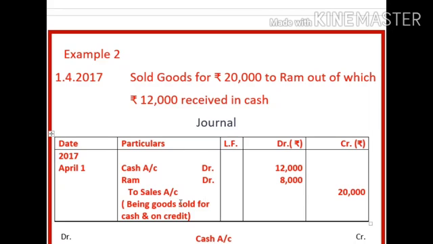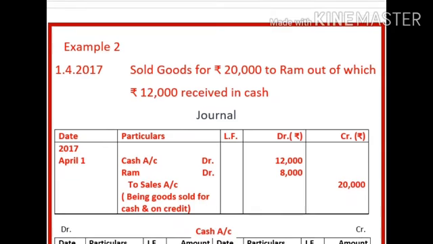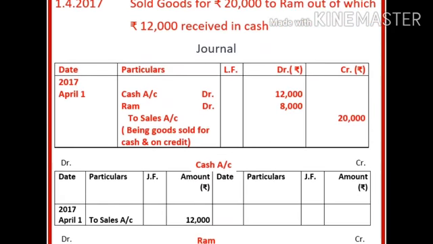So now how many accounts will be there in the ledger for this transaction? Total of 3 accounts. One will be cash account, second will be Ram, and third will be sales account. Cash is being debited. Both the accounts are being debited, cash and Ram, and against which account they are being debited, sales account.